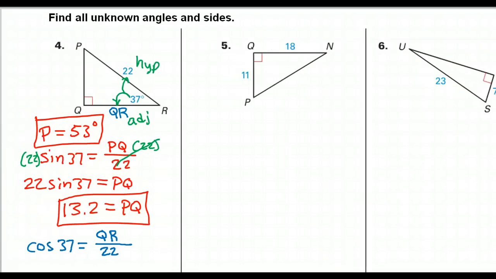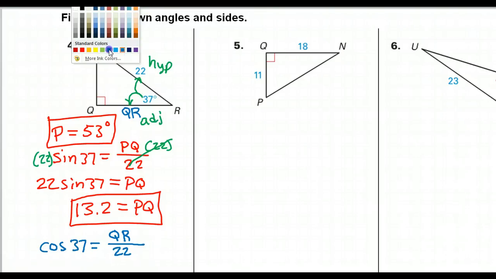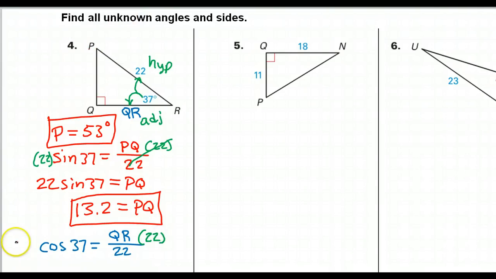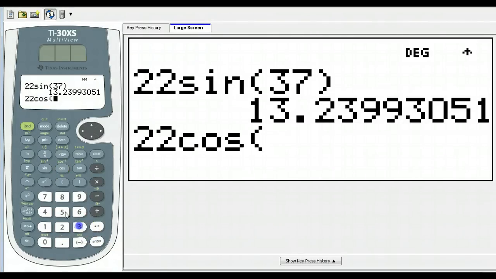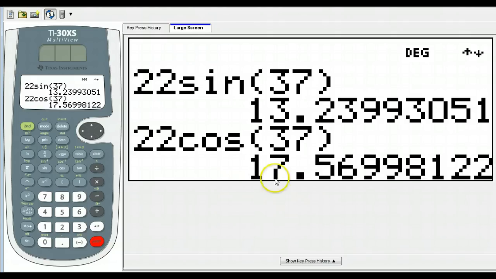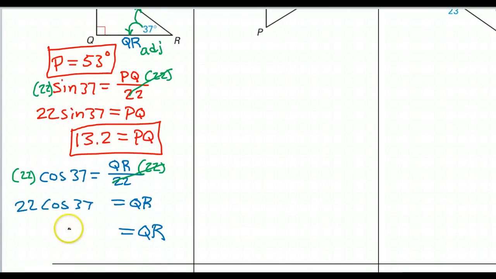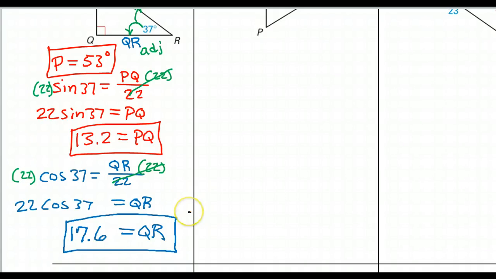All right, after that, it's pretty much the same as the last problem. Let's multiply both sides by 22, and that will give us our QR. These will cancel out. So QR is equal to 22 cosine 37. In the calculator it goes 22 cosine 37. 17.6. All right, that's how you do number 4.